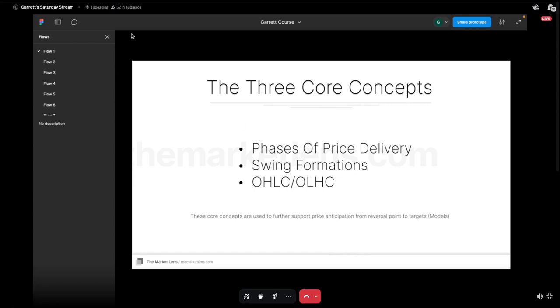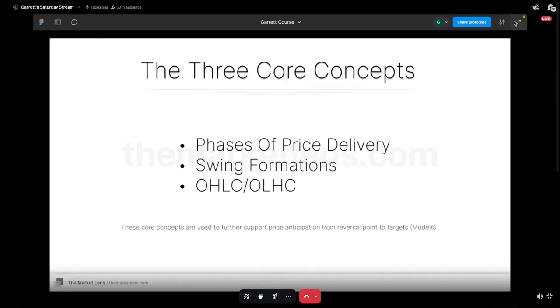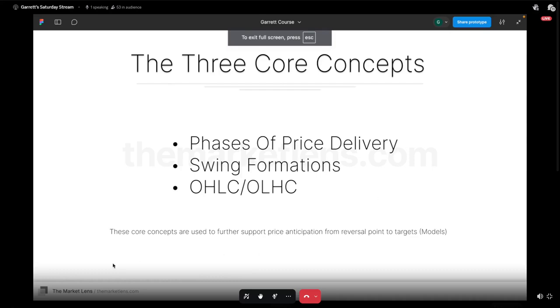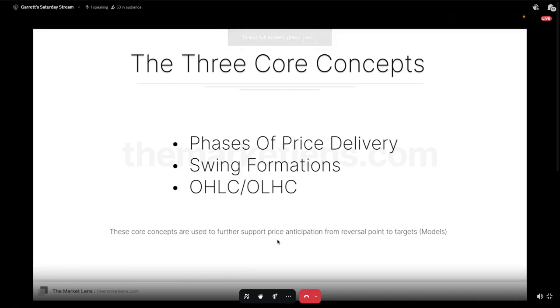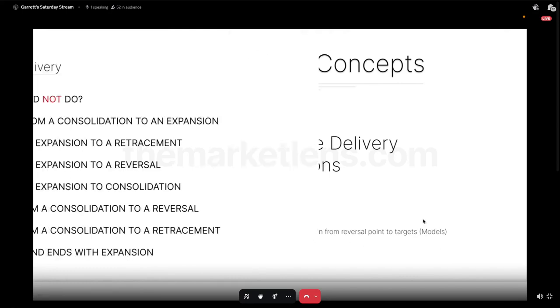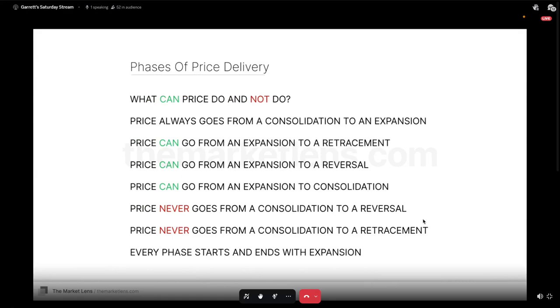That's it, right? So let's go ahead and full screen this real quick. Right, so these concepts are used to further support price anticipation from reversal points to targets in models, right? So let's go over phases of price first.